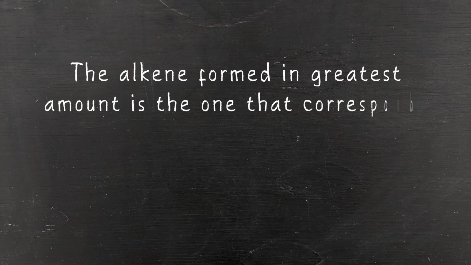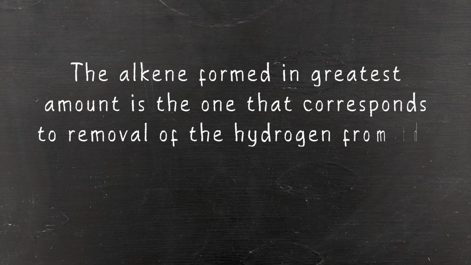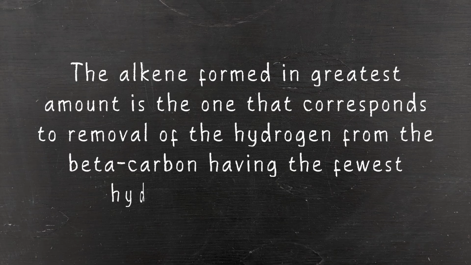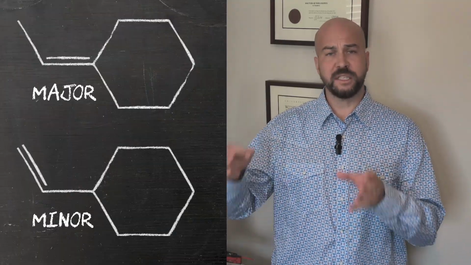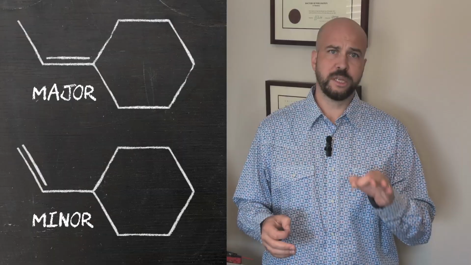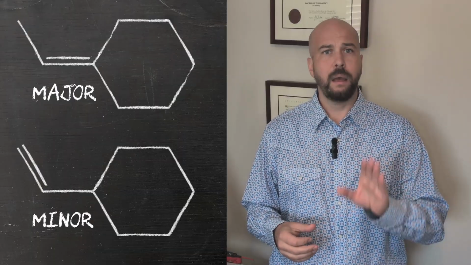Enter Alexander Zaitsev. Zaitsev's rule states the alkene formed in greatest amount is the one that corresponds to removal of the hydrogen from the beta carbon having the fewest hydrogen substituents. So the tri-substituted alkene should be our major Zaitsev product, while the monosubstituted alkene should be our minor anti-Zaitsev product. And the reason for the selectivity comes down to thermodynamics and the energy levels associated with the various transition states and final products themselves.